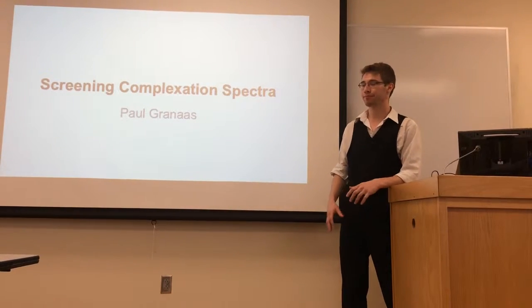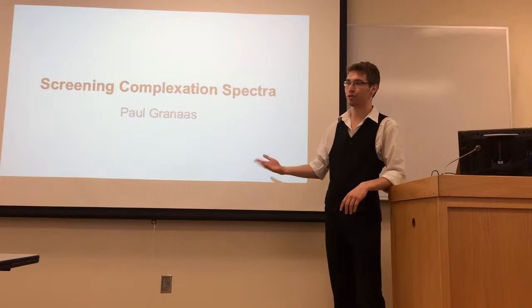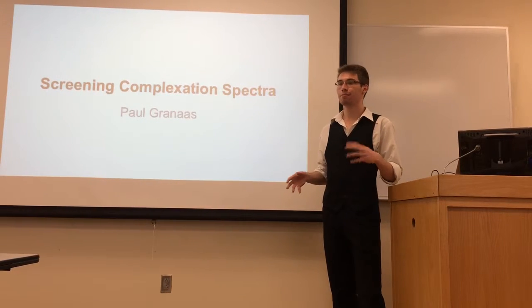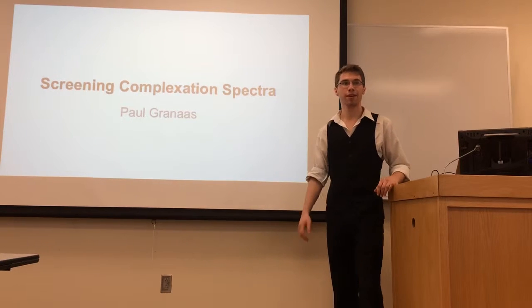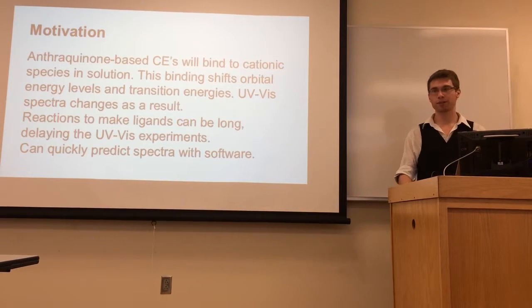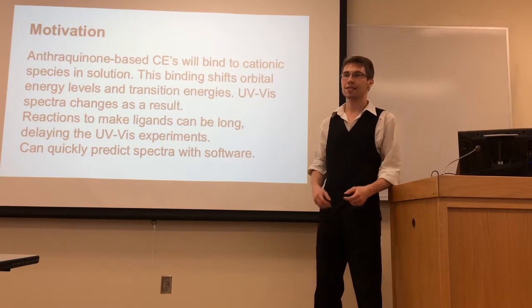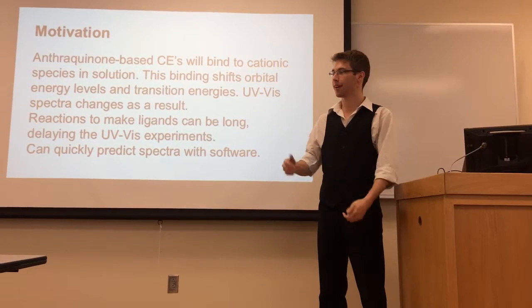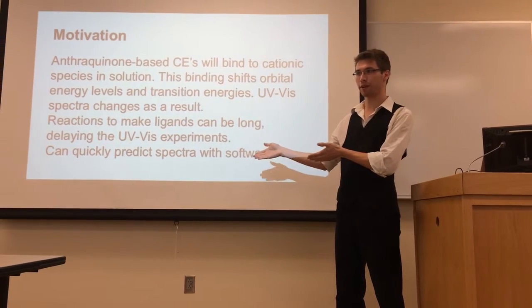I'll be talking about using computational chemistry to screen the UV-Vis spectra of our metal cation complexes with our crown ethers. But why would we want to do this? Since it's easier to just take a solution, swish it, and then run it and get our spectrum out on the computer, right?